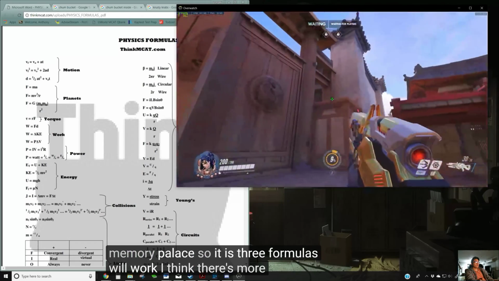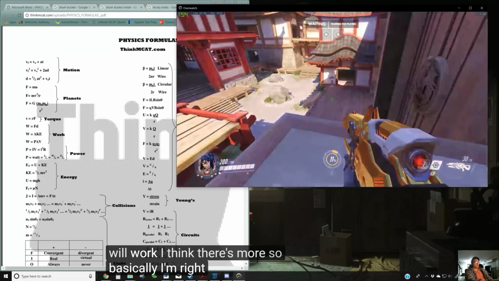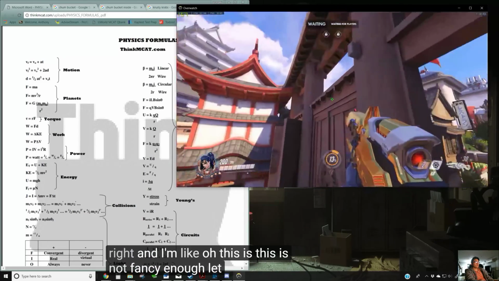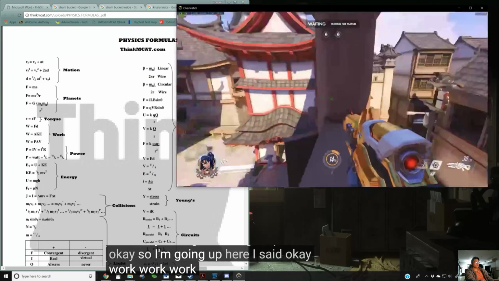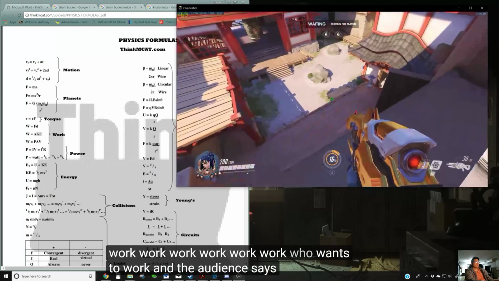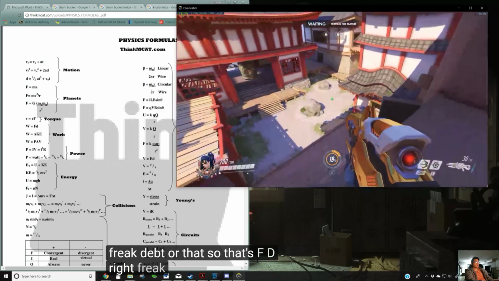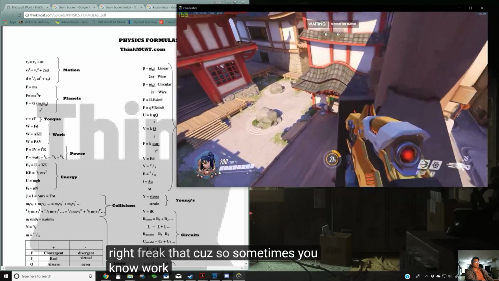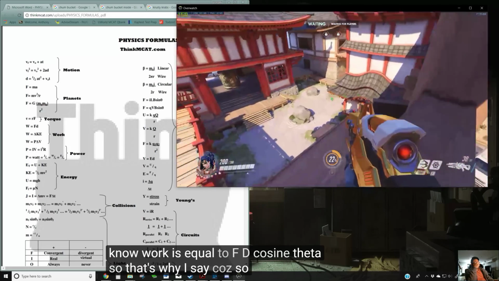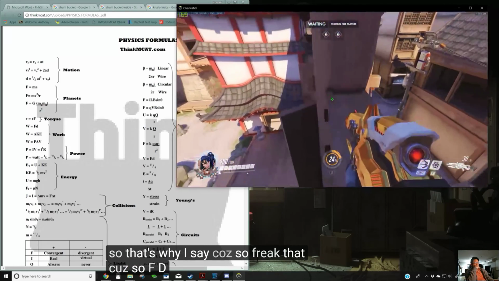So there's 3 formulas for work, I think there's more. So basically, I'm right here, I'm twerking, right? And I'm like, it's not fancy enough, let me get up there, okay? So I'm going up here, I say, okay, work, work, work, work, work, who wants to work? And the audience says, freak that, or fuck that. So that's FD, right? Freak that cuz, so sometimes, work is equal to FD cosine theta, so that's why I say cuz. So freak that cuz, so FD cosine theta, so that's 1.